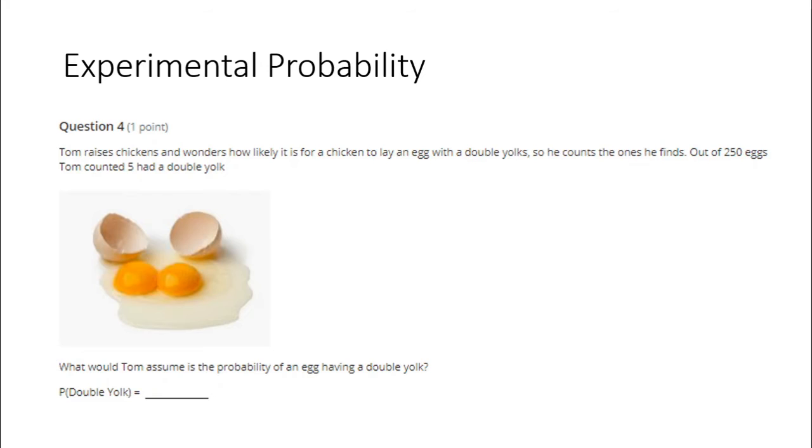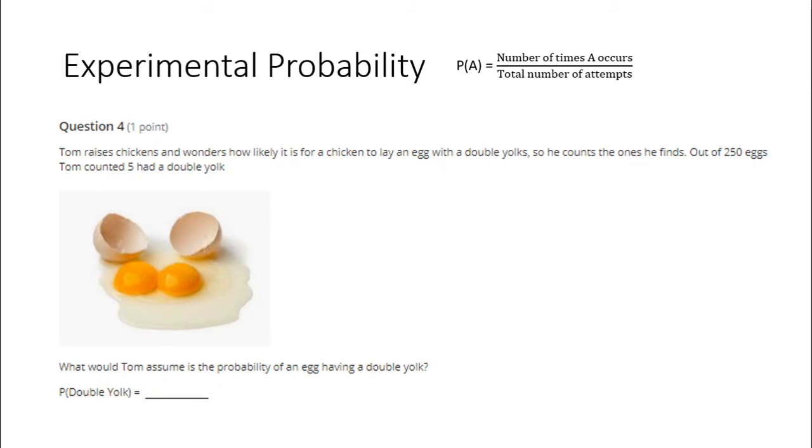Right, this next question is about experimental probability, because one could say theoretically an egg might have 2 yolks or it might not, so there's only 2 possible outcomes, so there's a 1 out of 2 chance of having a double yolk, but we know that that's not true. So Tom, this chicken farmer, has decided to conduct an experiment. He's looked at 250 eggs and counted that 5 of them have a double yolk. That's not half of them. So he's using this experiment to decide what the probability is of having a double yolk egg.